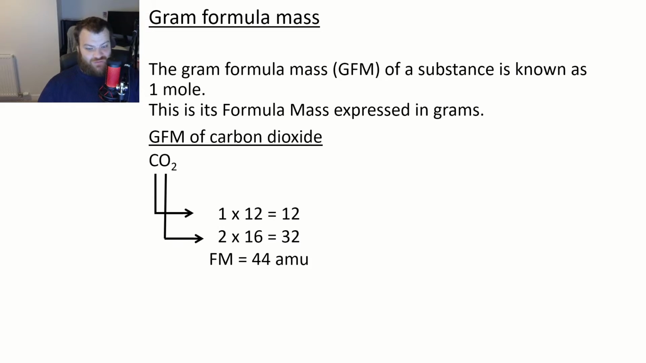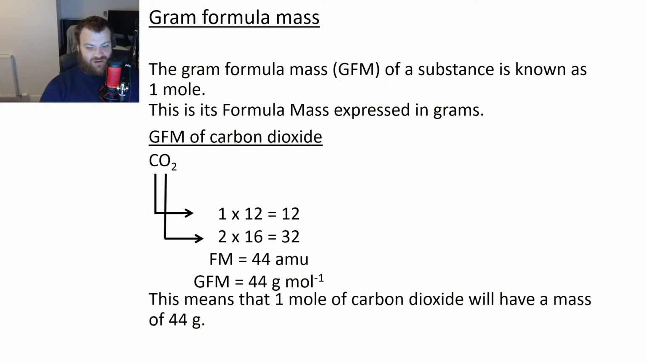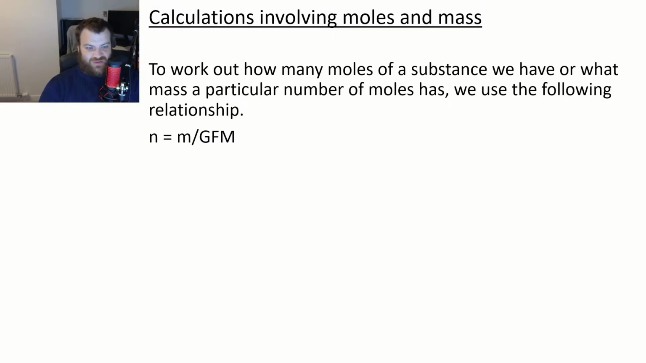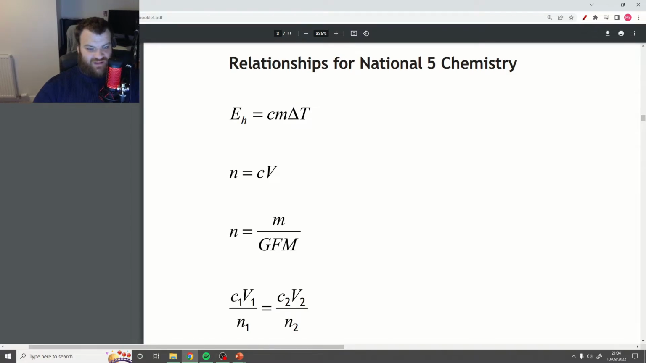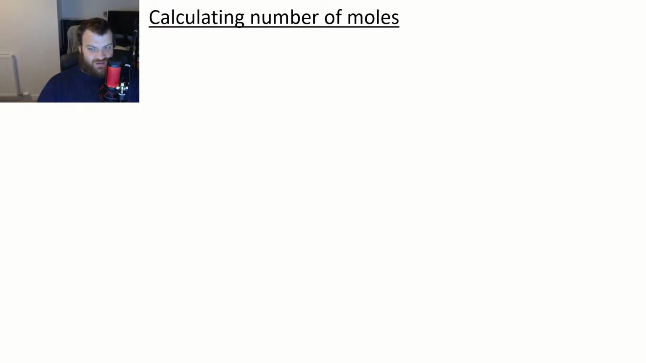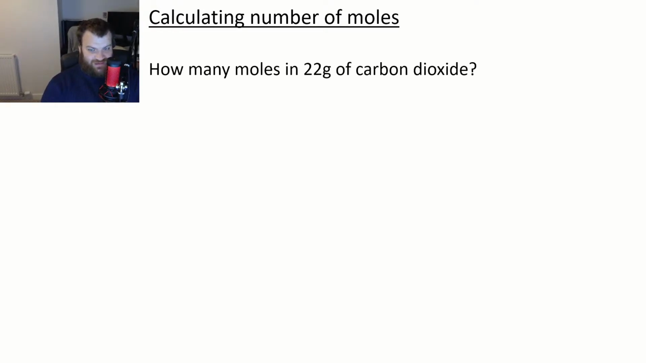If we talk about carbon dioxide, it has a formula mass of 44 atomic mass units. Its gram formula mass would be 44 grams per mole. This means that if we have 1 mole of carbon dioxide, we will have a mass of 44 grams. This leads us to a relationship that becomes very important in our calculations. That relationship is n equals m divided by GFM. You can find this on page 3 of the data booklet. The n stands for number of moles, the m is for mass of the substance, and GFM is for the gram formula mass.